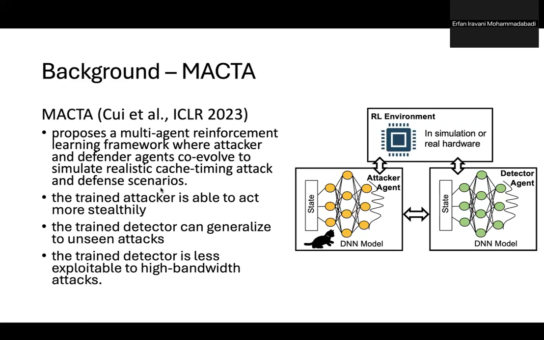The other work is MACTA, which uses the attacker agent in AutoCAT and generates a new detector agent to propose a multi-agent reinforcement learning framework where attacker and defender agents co-evolve and simulate realistic cache timing attack and defense scenarios. In this work, they show that the trained attacker is able to act more stealthily in the presence of a detector, and that the trained detector can generalize to unseen attacks.